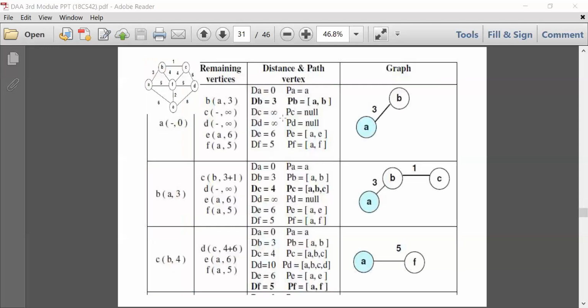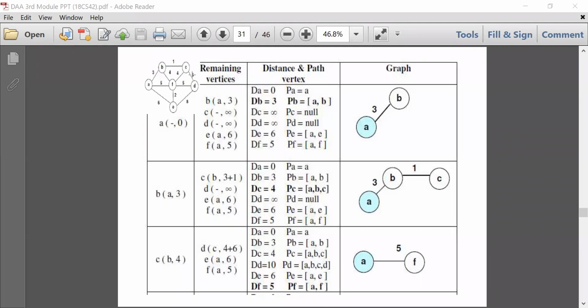Here also we need to maintain 4 columns. The first column will contain all the vertices I am going to include. The second column will contain the remaining vertices. The third column will contain the respective distance and respective path, the distance of that particular vertex and which path that vertex is leading. That path is going to be written in the third column, and the fourth column is the respective graph.